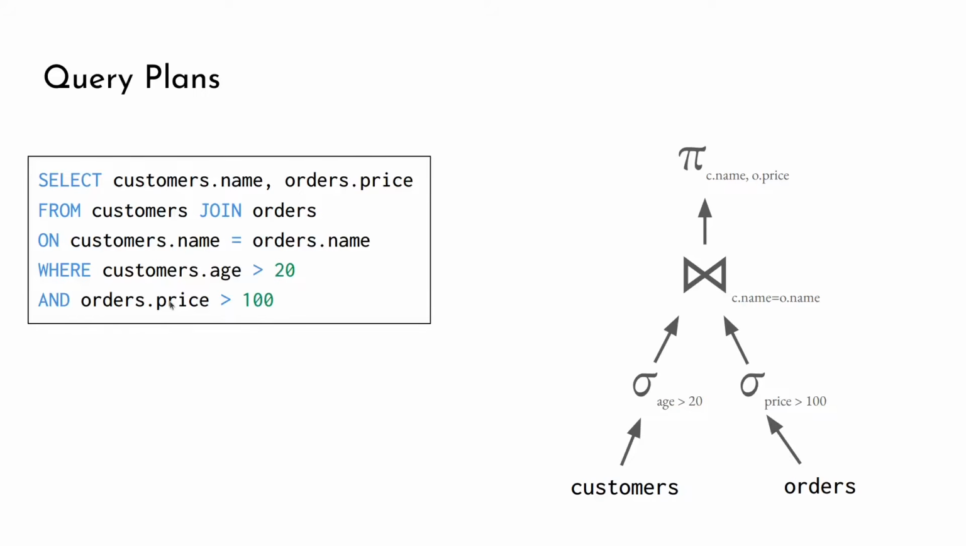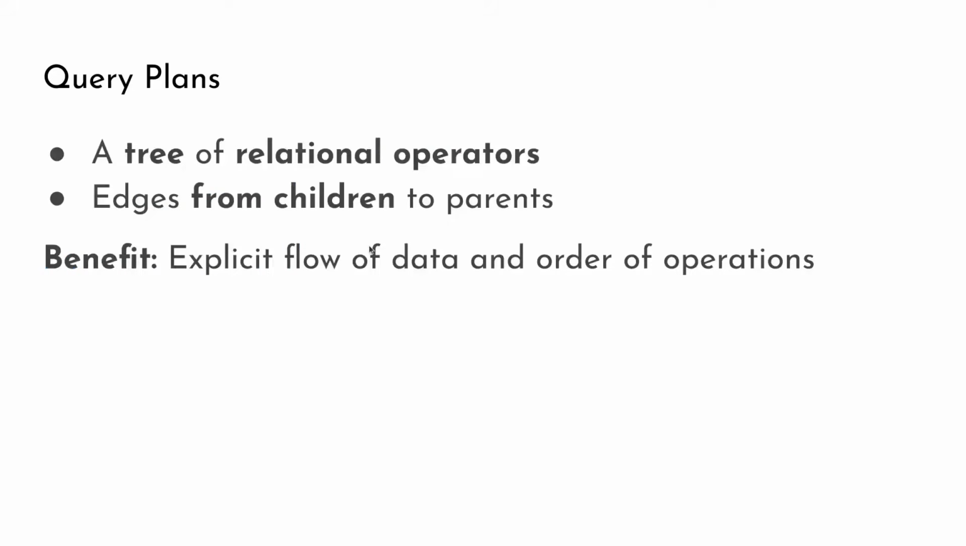Okay, this is actually the most complicated query we're going to see in the presentation. If you take a look at the SQL query, it's actually very hard to read, at least for me. But if you take a look at the query plan, it's extremely easy to see what's happening. You have data flowing from customers through a filter, and then data flowing from orders through a filter, and then both filtered data go through the join operator. So, as I said before, we have a tree of relational operators. The nodes are relational operators, and edges go from children to parents, and the benefit is explicit flow of data and order of operations.